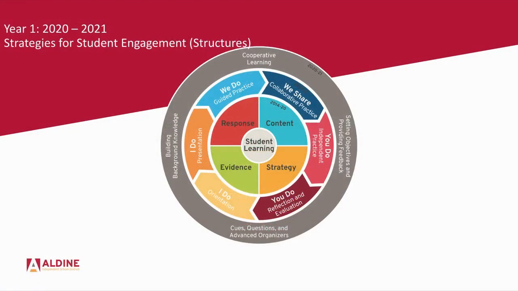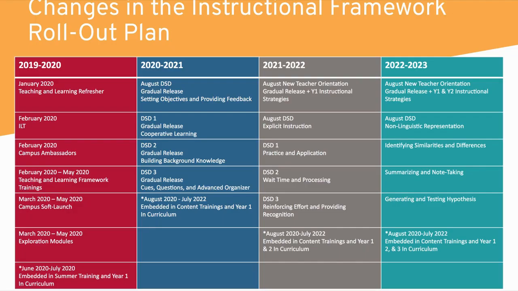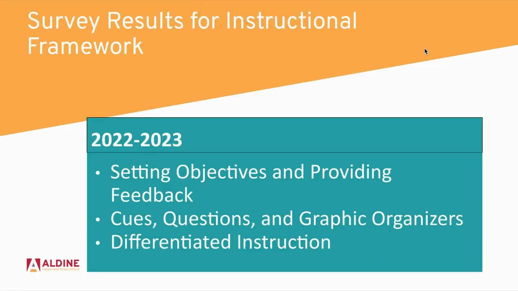In 2021, we started to roll out strategies. Our original plan was to roll out 4 strategies a year. However, we wanted to send out a survey to better meet the needs of our campuses. The results indicated that they wanted to spend more time in setting objectives and providing feedback, cues, questions, and graphic organizers, and differentiated instruction.